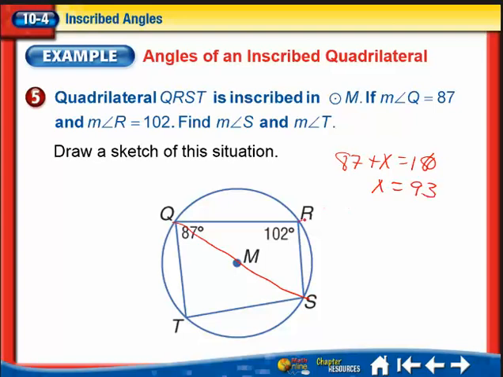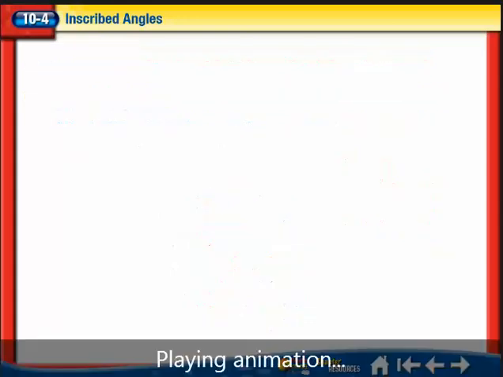What do we know about R and T? They are supplementary. 102 plus some number is 180. So x equals 78. Okay, just add up the opposite corners.